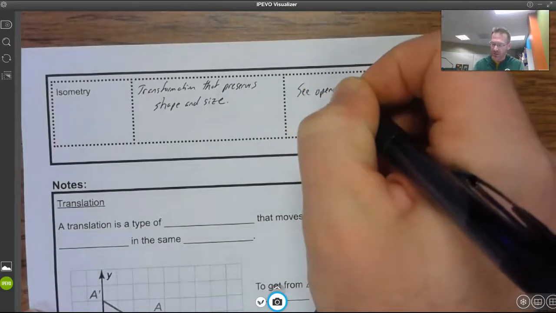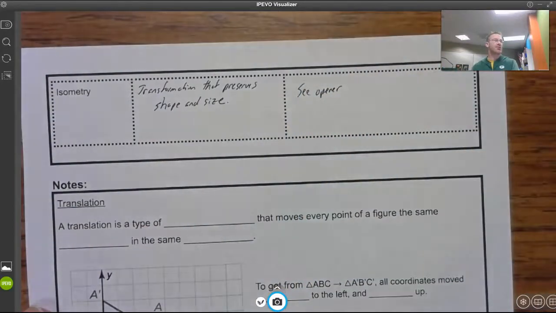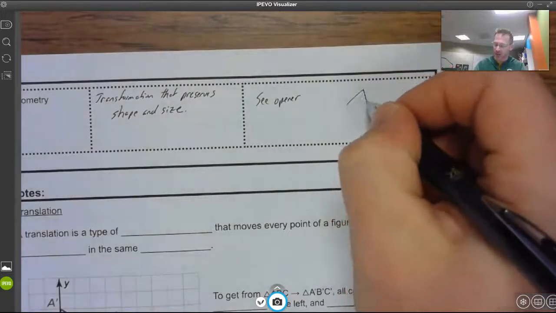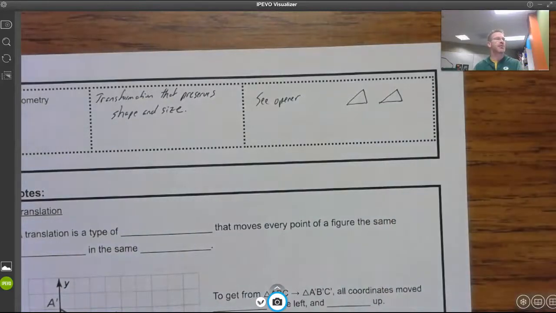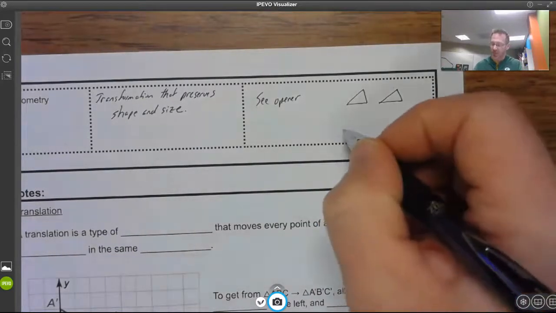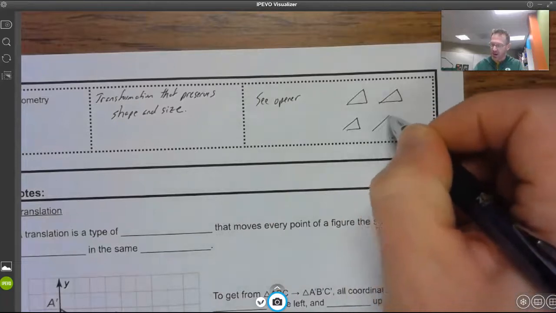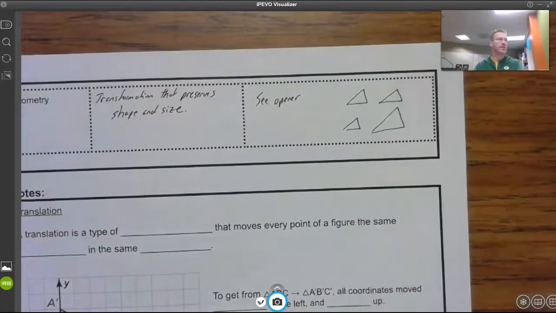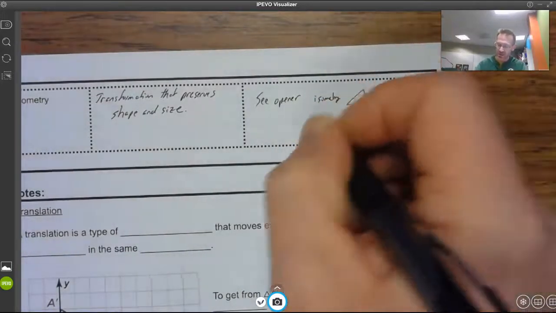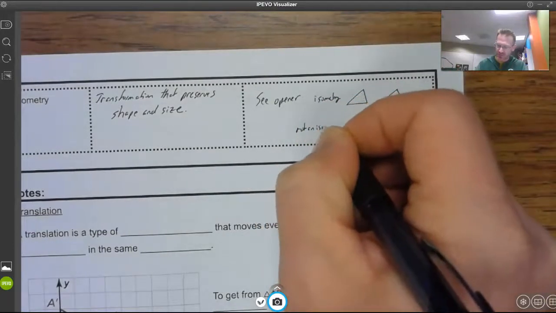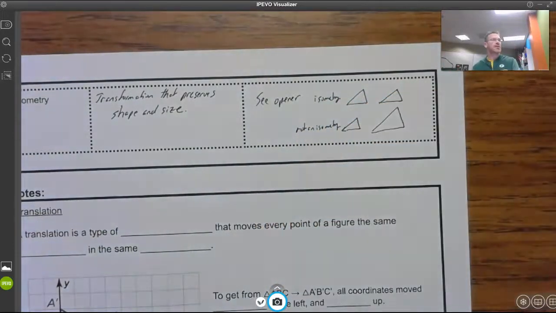And so if the shape is not preserved, if the size is not preserved, right? So like if I have this triangle, and I have this triangle, that's an isometry. They're exactly the same. But if I have this triangle and now I do this, they're the same shape, but not the same size. So this is an isometry, not an isometry. So it's got to be both shape and size.